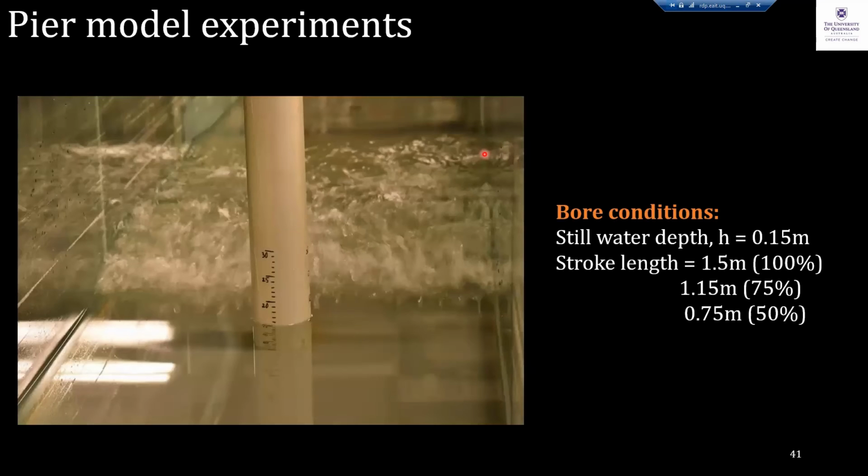So this is what it looks like in the experimental setup in the wave flume. So this is the pier model. And then we generated a solitary bore, which is the breaking solitary wave that is traveling towards the pier. And I measured velocities around this pier to try to understand if there is any horseshoe vortex formation. And then we also have some experiments with a sediment bed looking at erosion patterns around the pier.